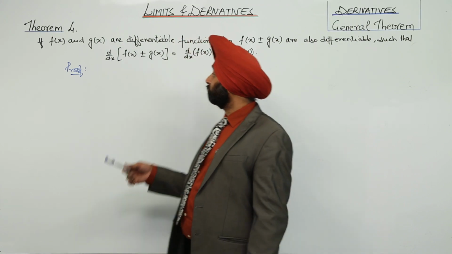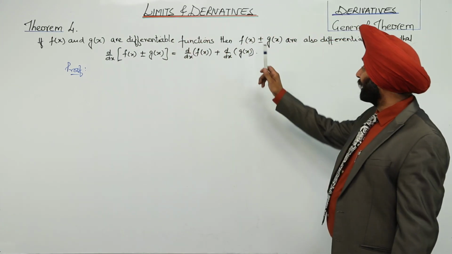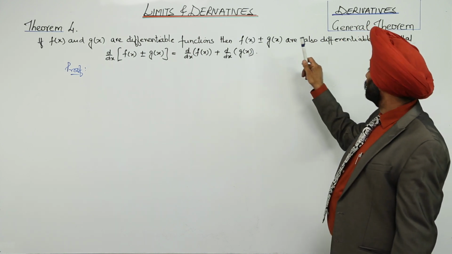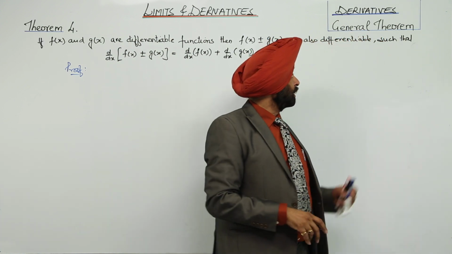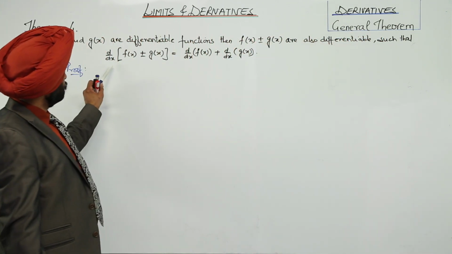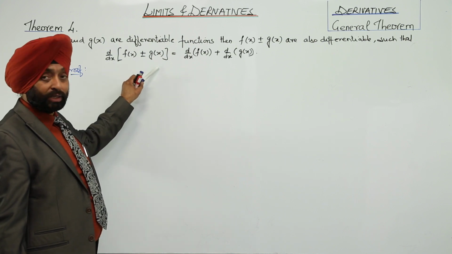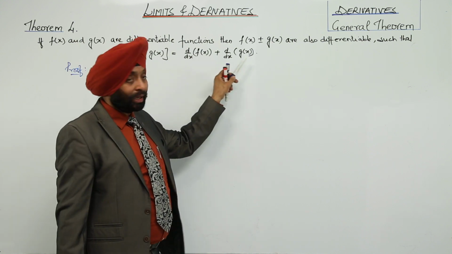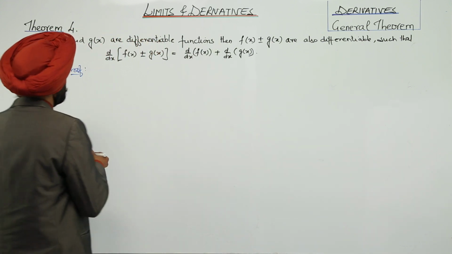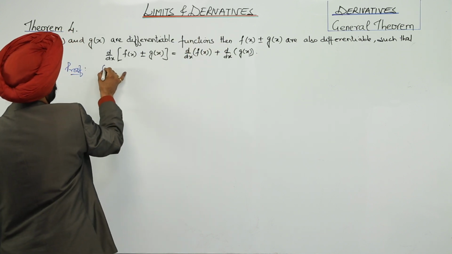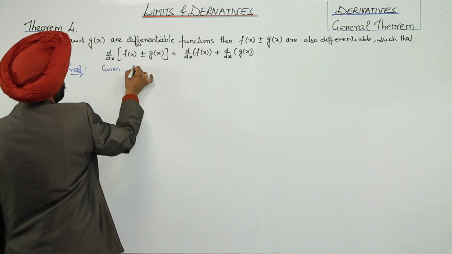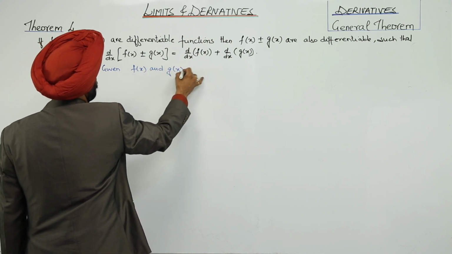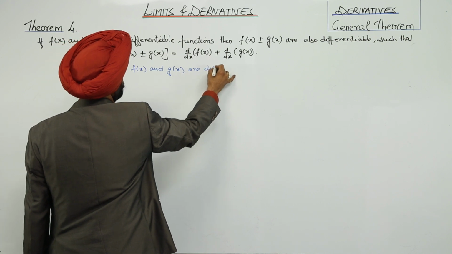Now theorem 4 we are having: if f(x) and g(x) are differentiable functions, then f(x) plus minus g(x) are also differentiable, such that the derivative of f(x) plus minus g(x) will be equal to the derivative of the single functions f(x) and g(x). Given f(x) and g(x) are differentiable functions.